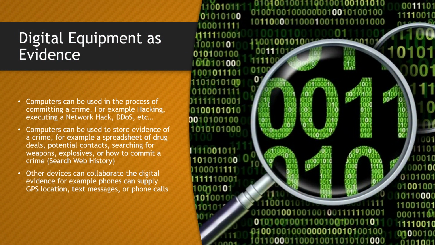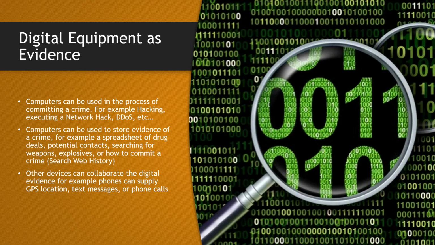Computers and electronic devices are increasingly being used in committing crimes, or in support of crimes prior to or through their execution. Computer systems can be used in the process of committing a crime. For example, a computer can be used to hack another target computer system, or it can be used to execute a network attack, such as a distributed denial of service (DDoS), among many other forms of attacks.